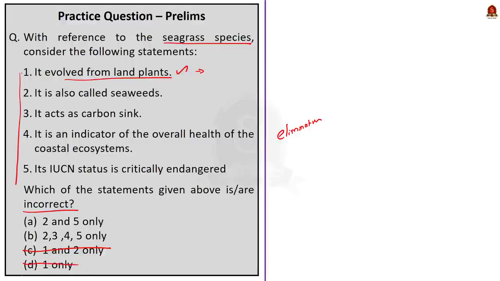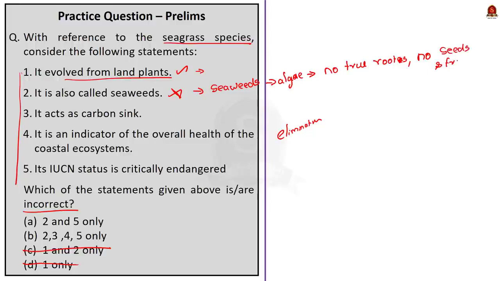It is also called seaweeds. See, this statement is absolutely incorrect. Why? Because seaweeds are algae and they are more primitive than seagrass. Note that algae do not have a true root system and they do not have veins that carry molecules through the plant. Algae have spores and do not flower or produce fruit, while seagrass have seeds and fruits. Okay? Now moving on to the third statement.